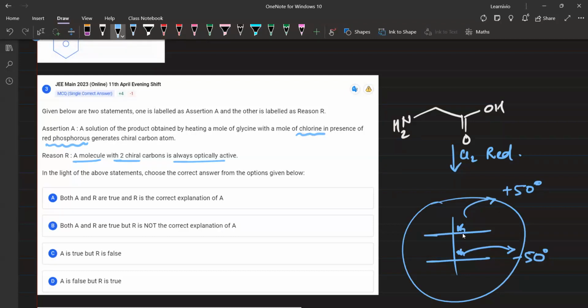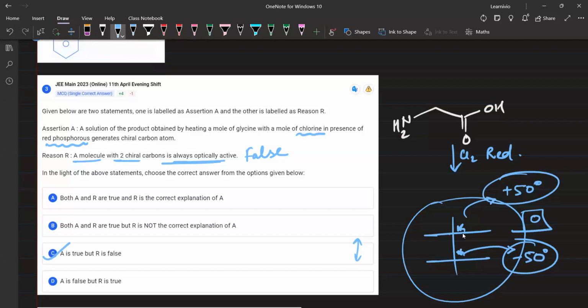This will not be optically active because if plane polarized light passes through this particular molecule, the first carbon will rotate it plus 50 degrees, the second will rotate it minus 50 degrees, and the resultant will be zero. There will be zero optical rotation, and that is why this molecule will not be optically active. This second statement is false, and from this information alone we can say that the reason is false. Reason is false only in the C option.